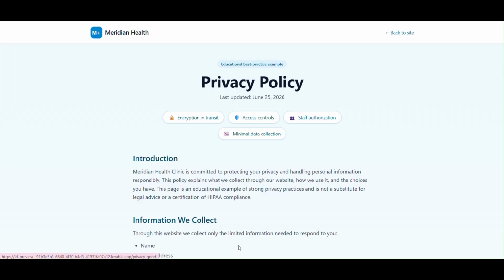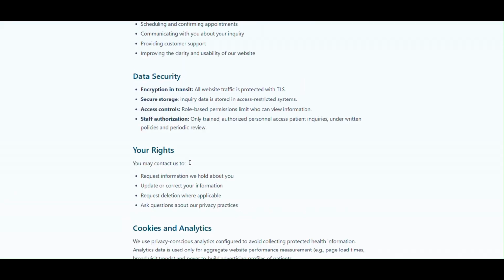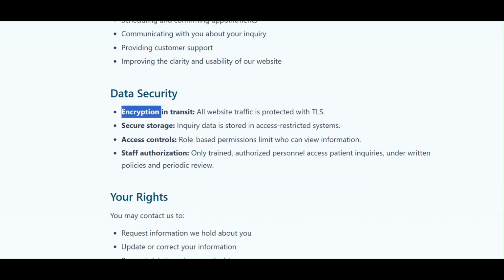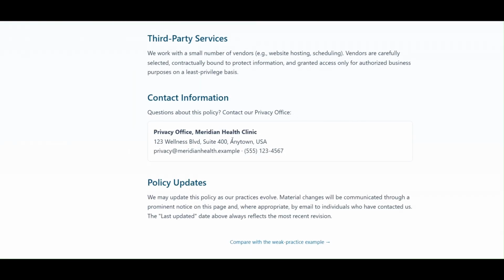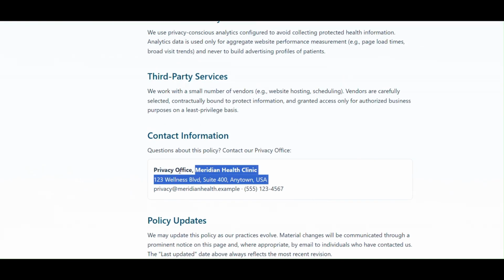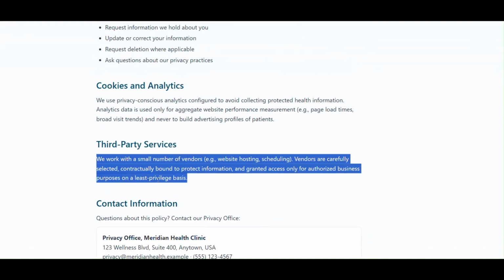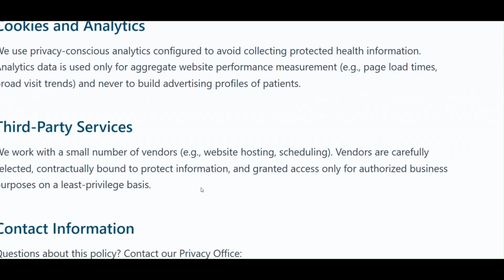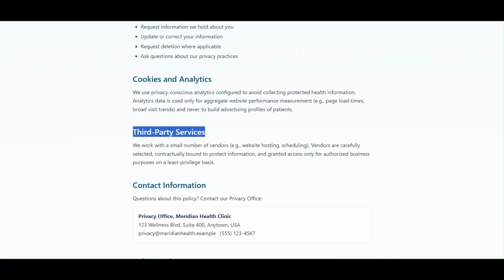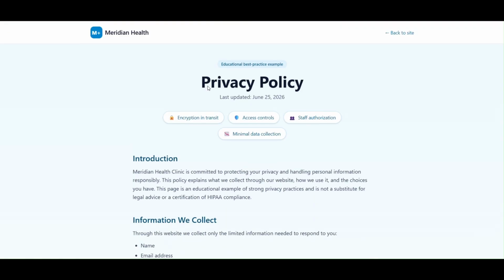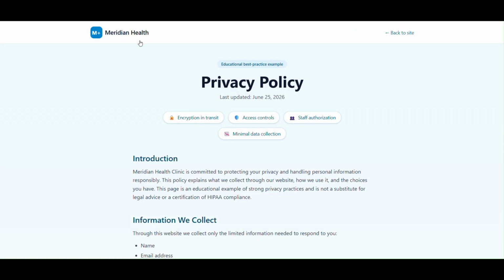And the strong practice example is this. As you can see, it's very detailed, it's very clear, and we have the contact information properly set up, and we mention our third-party services. So that's about it for the privacy policy page. Now on to the main website.